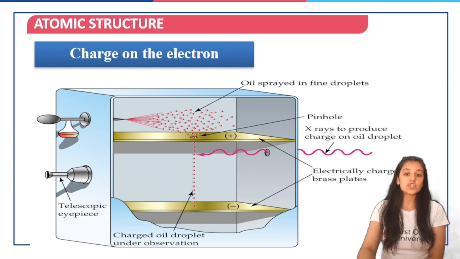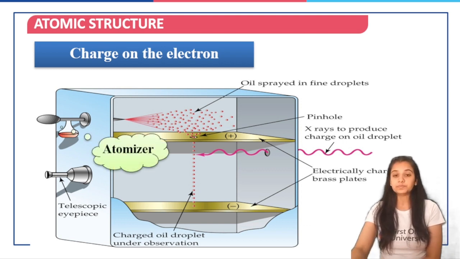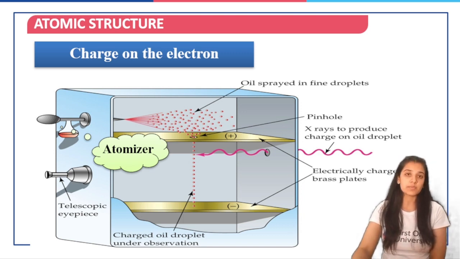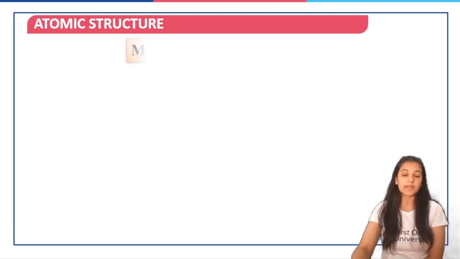So now these charged oil droplets were falling onto this plate, and these two plates were brass plates, also electrically charged. And here was the telescopic eyepiece through which we could observe what was happening inside the entire setup. This is my atomizer that is going to produce fine droplets.